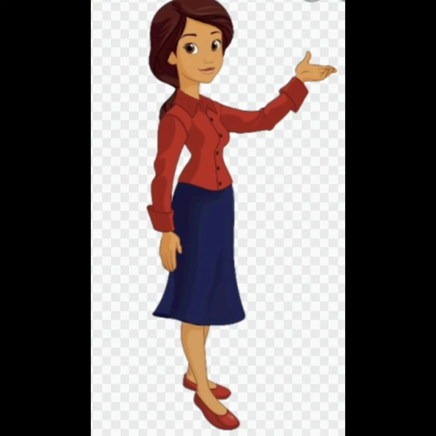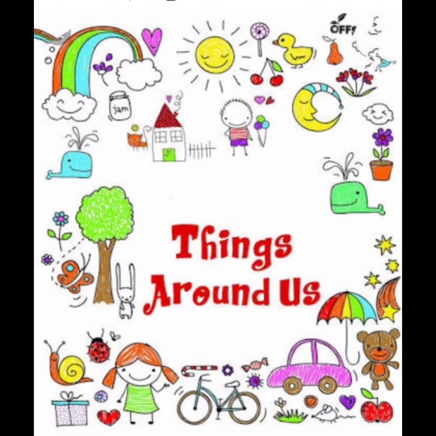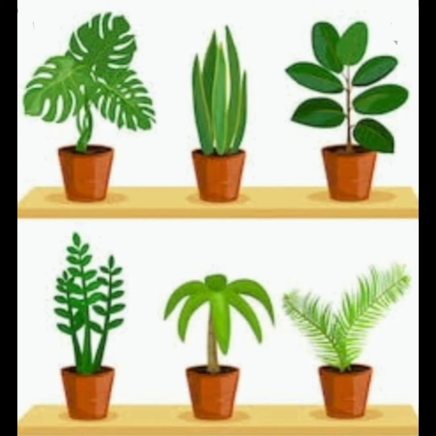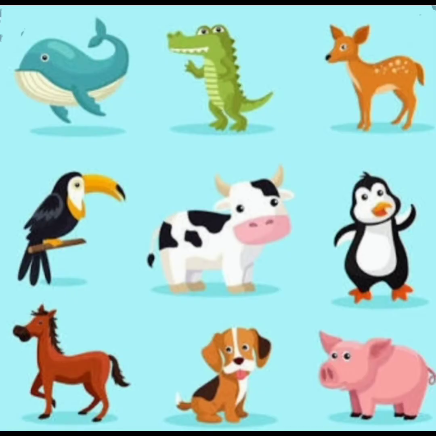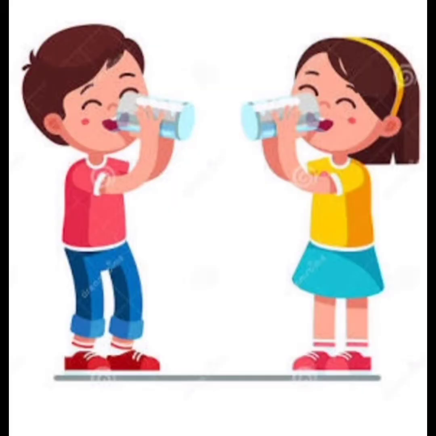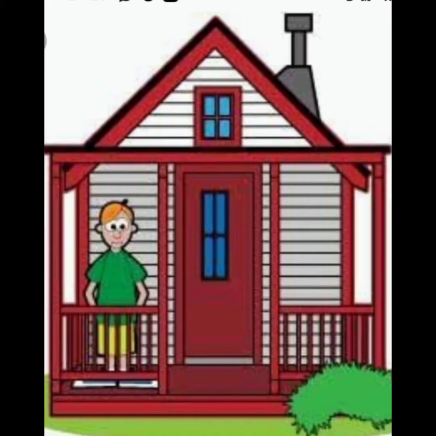Today, we will be learning a new topic, and the topic is living things. All things that we see around us are either living or non-living. Humans, plants, and animals are examples of living things. The air you breathe, the water you drink, the land on which you walk, the book you read, the house in which you live, and the sun that lights our day are all examples of non-living things.